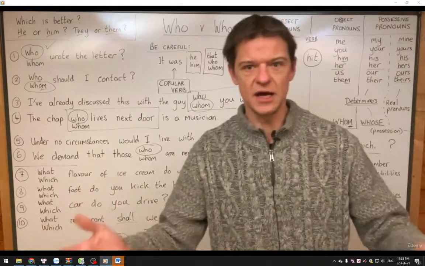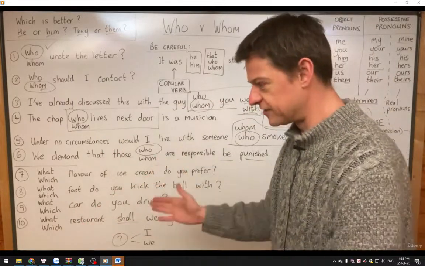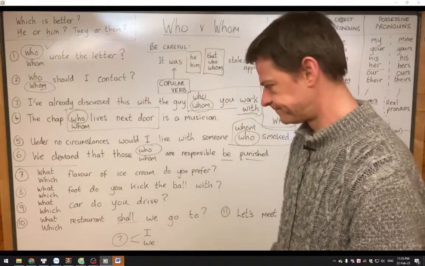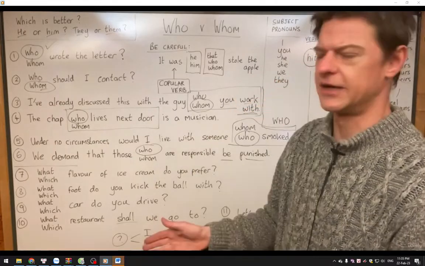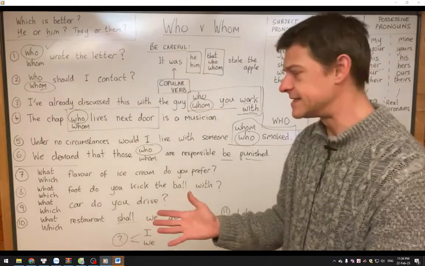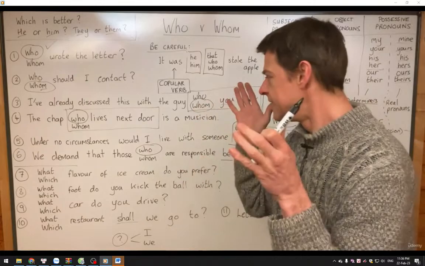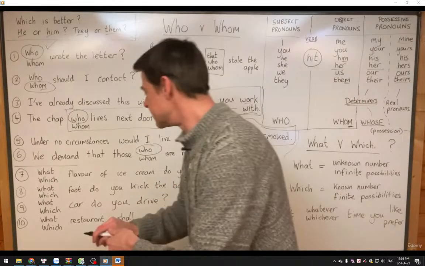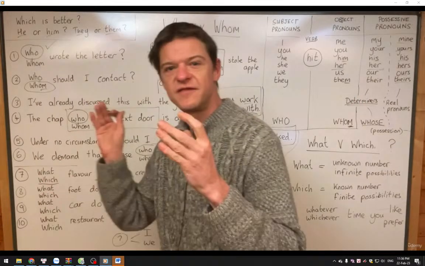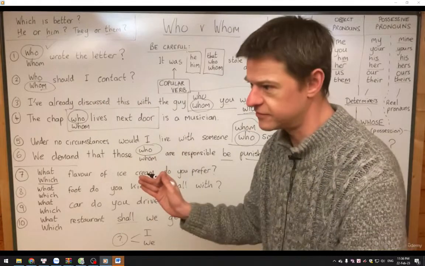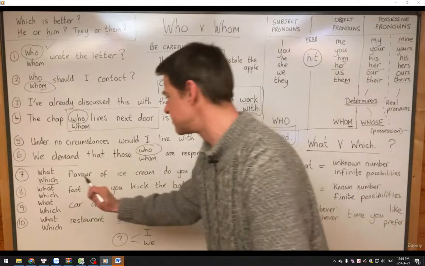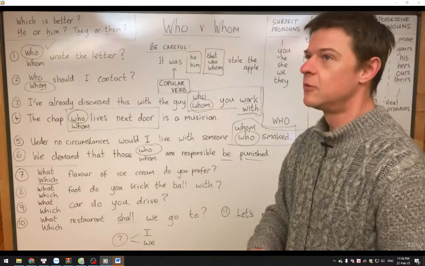Let's say that you're in an ice cream shop and there are 3 flavours in front of you: vanilla, chocolate, and my favourite, choc chip or something like that. Yeah, mint, I quite like mint as well. And I like lemon ice, but there's 3 flavours in front of you. You would definitely say which, because there's a finite number of possibilities or options. There's a finite number of options, and you say which flavour of ice cream would you like.